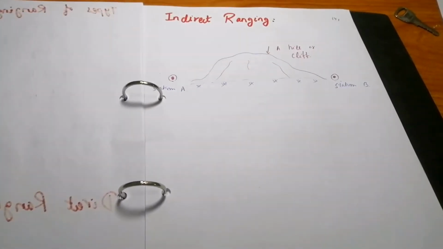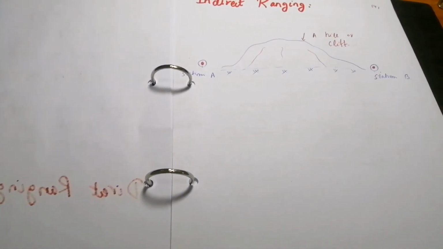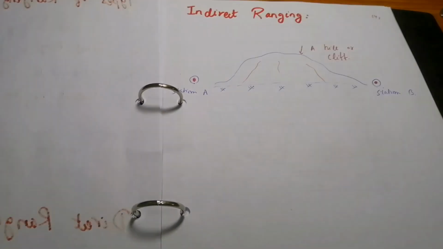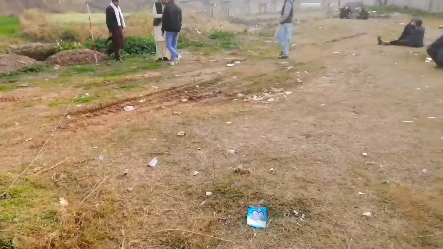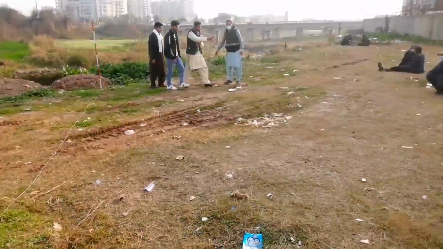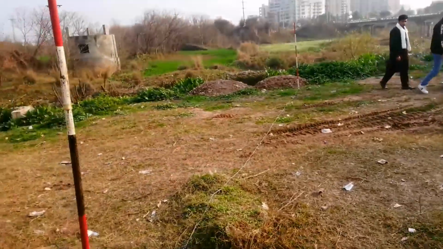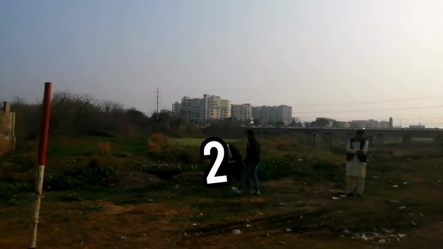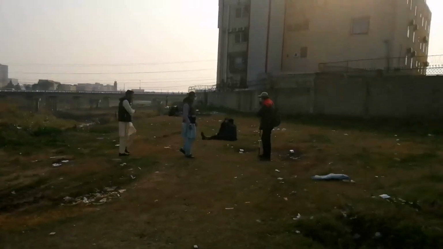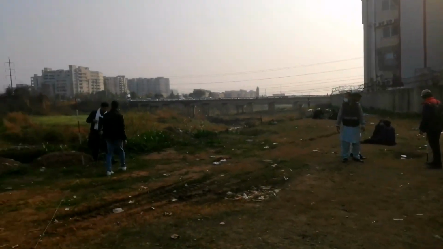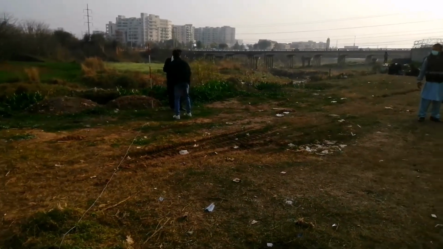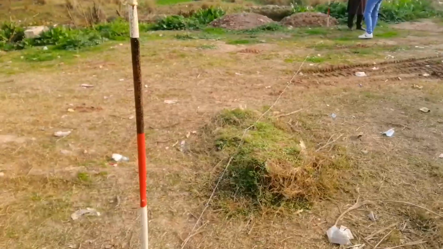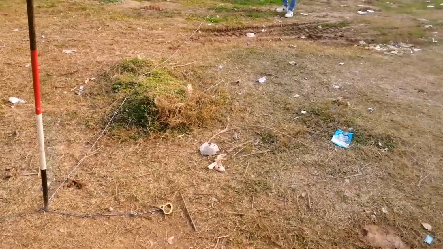So let's go to the field and perform this experiment. This is our field, the site which needs to be surveyed. We have established three control points, number one here, the second one there, and the third point there. We will measure all these three points, which form a triangle, with the help of different types of chains.